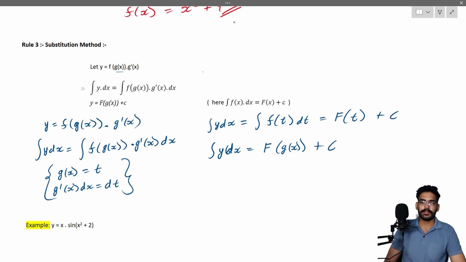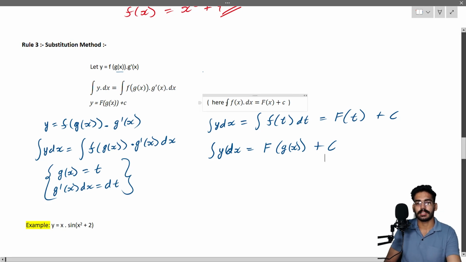So what we have to do? If you are able to see an inside function, and outside you have the differentiation of that inside function, then you can use this substitution method. We are going to see many questions on that, and you will be able to understand what I meant.